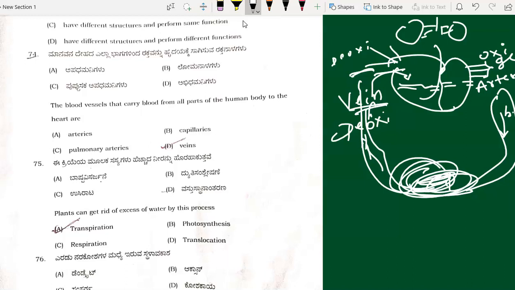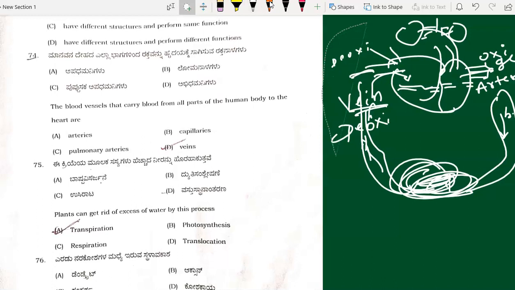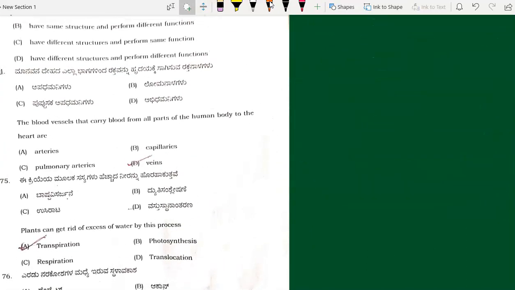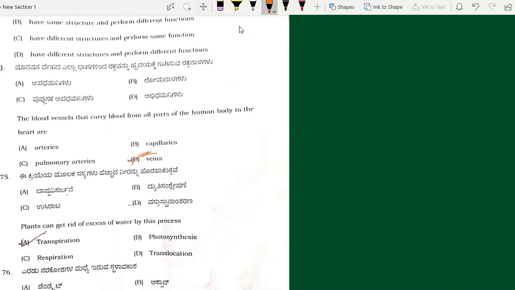And in the lungs, what happens? Purification will take place. Again, it will come here and go through the artery. So you can say veins are the ones which are going to do this action. Veins are the ones which are going to take this.